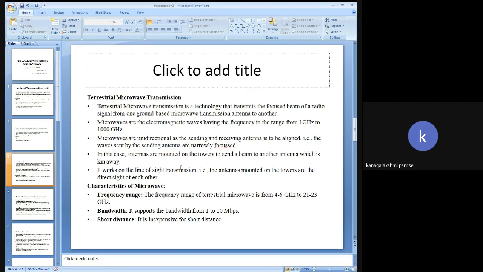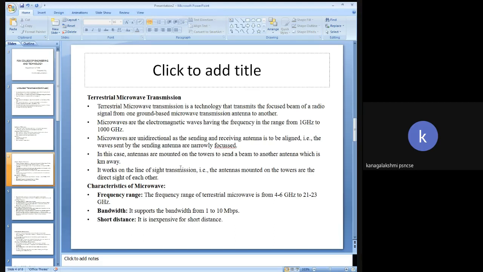Here, the receiving and sending antennas are aligned in a parallel line, whereas in radio wave transmission the receiving and sending antennas are not aligned in the same manner. Microwave transmissions are unidirectional. Sending and receiving antennas are arranged in an aligned manner, and the waves are narrowly focused as they are sent by the sending antenna to the receiving antenna. The antennas are mounted on towers.